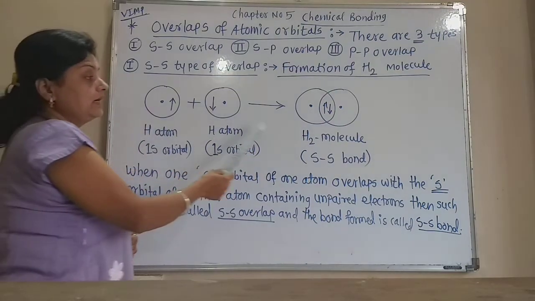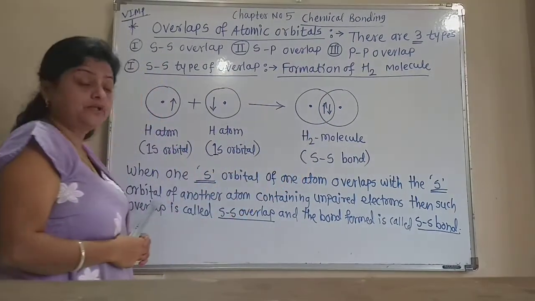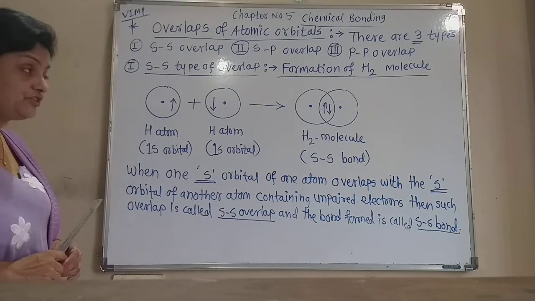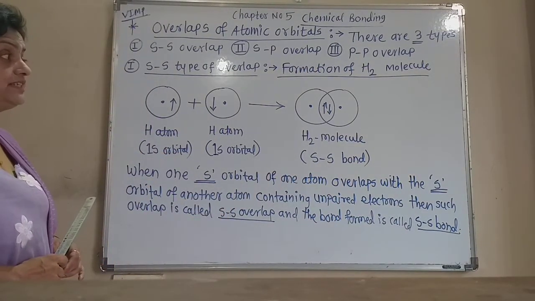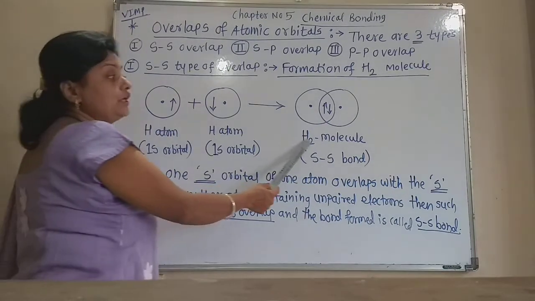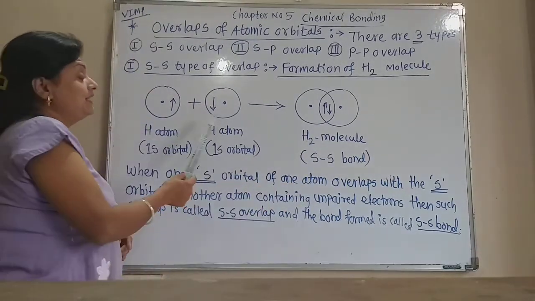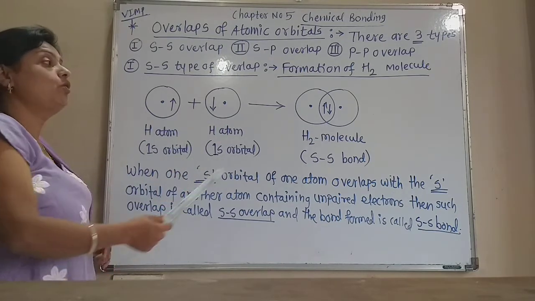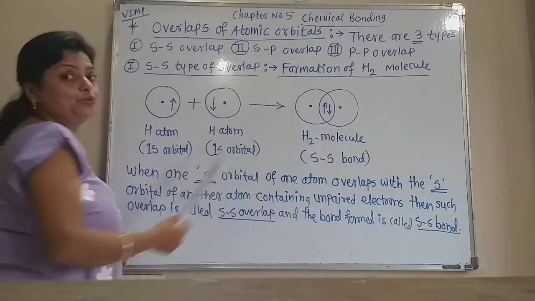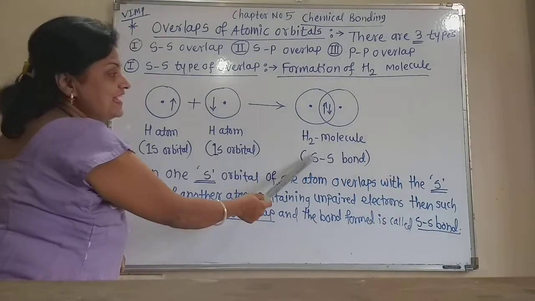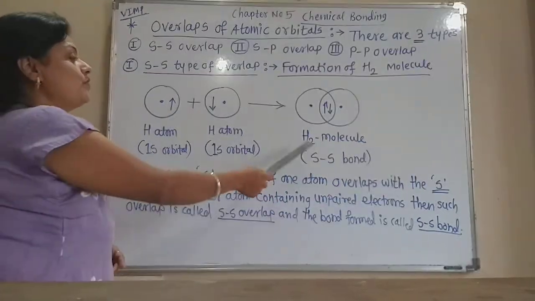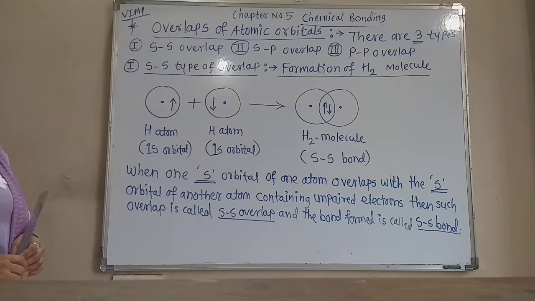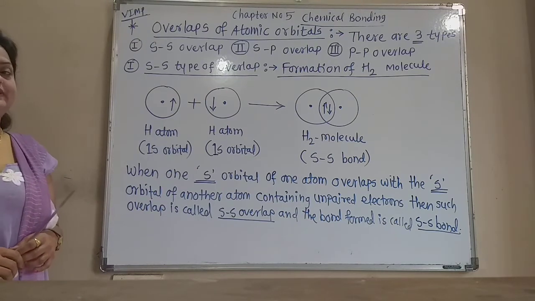When they overlap with each other and the spins get paired here, then bond formation takes place, covalent bond formation takes place, and hydrogen molecule is formed. And as both are s orbitals, the overlap between the two s orbitals is called the ss overlap, and the bond formed is called the ss bond. Now let us see how the sp overlap takes place.